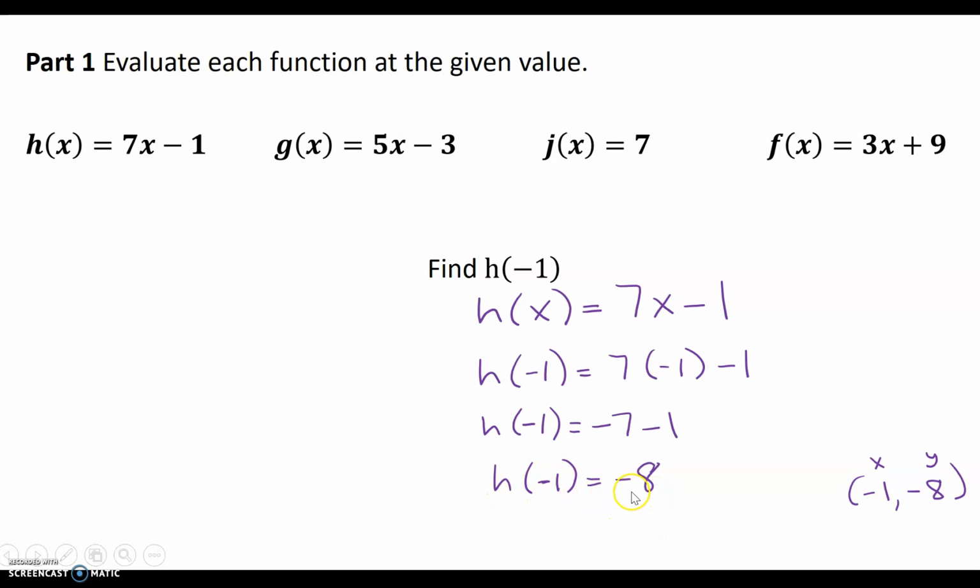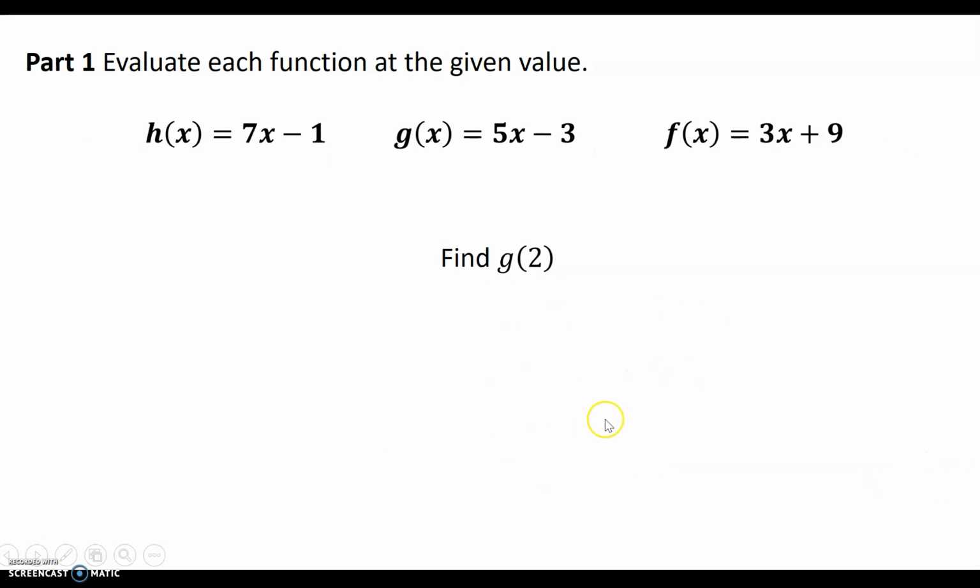If you wanted to write it as an ordered pair, technically the x is negative 1. You figure that's what we substituted in for x. And then we said that the h of x, that's just like a y value. So technically negative 8 is like a y value. So if you wanted to write this as an ordered pair, it would correspond with (negative 1, negative 8). Let's try another one. So this one asks us to find g of 2. Pause the video here and try it on your own.